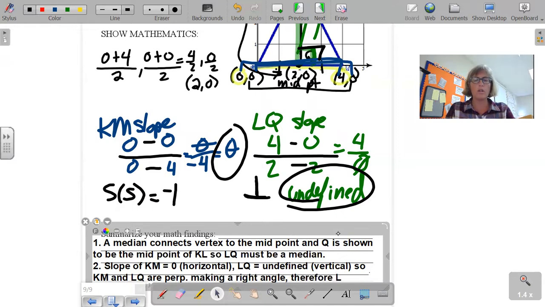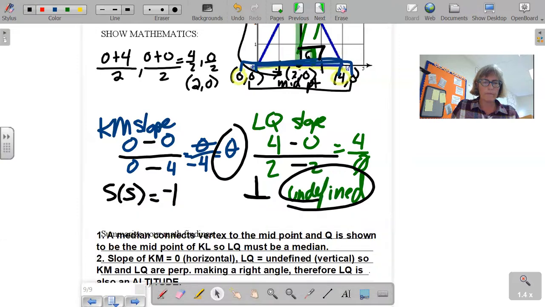Therefore, LQ is also an altitude. Math meaning punchline.